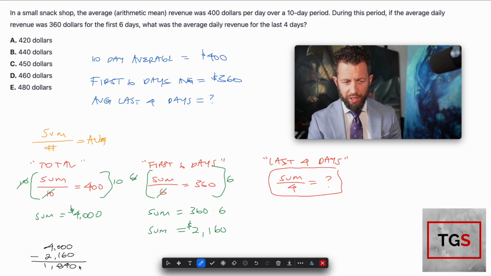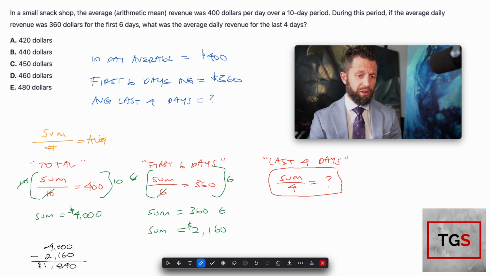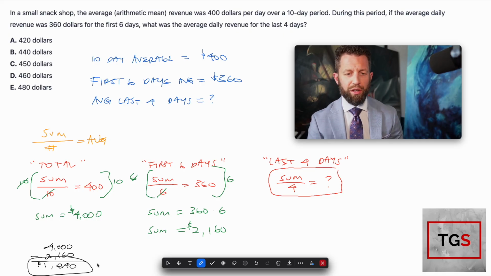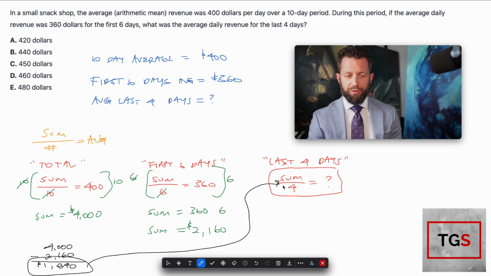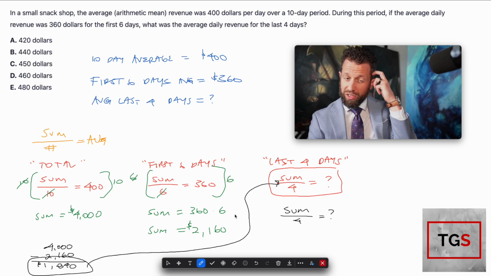That's great news, because if we divide that by 4, we should get the average for those 4 days. And that's what the question's asking us to do. So if we do our math there properly, and we've got a long division math basics episode there for you also, we should get 1,840 divided by 4 is equal to 460. And that should lead us to our correct answer, which is option D, as in delta.